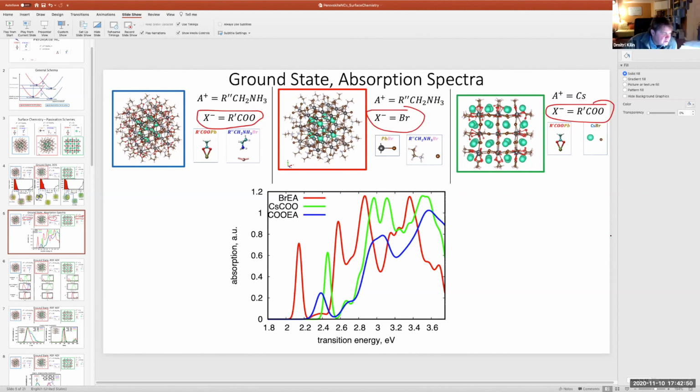Then I think we are going through a few slides without questions to the binding energies.